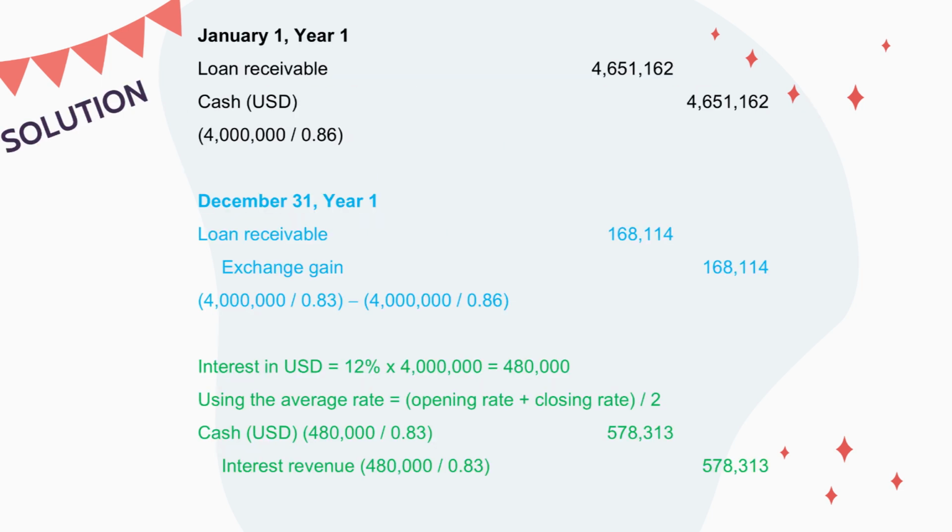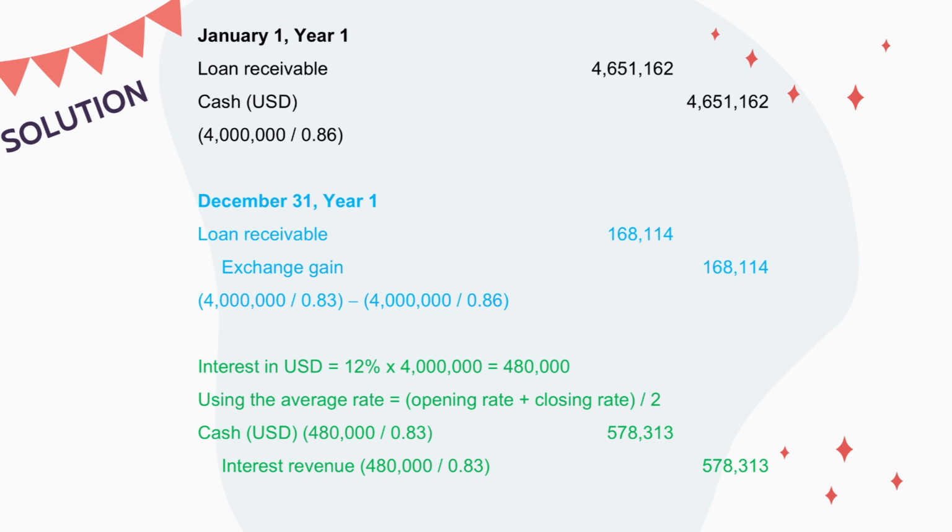As you can see in the solutions, we made essentially a $4 million loan in USD to the supplier. And the Canadian dollars need to be converted to USD at the spot exchange rate as of January 1st in year 1, and that was $1 Canadian becoming 0.86 US dollars. So as a result, we needed to give away $4.6 million in Canadian for that $4 million loan.